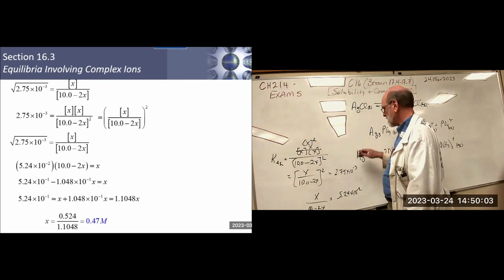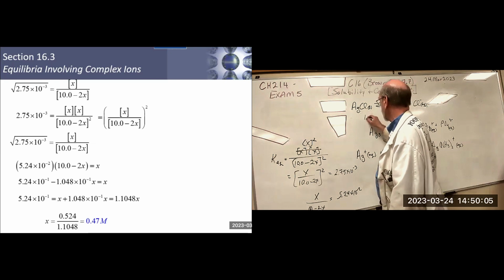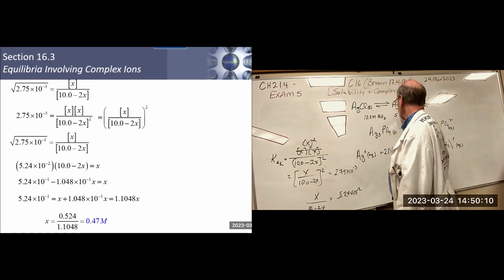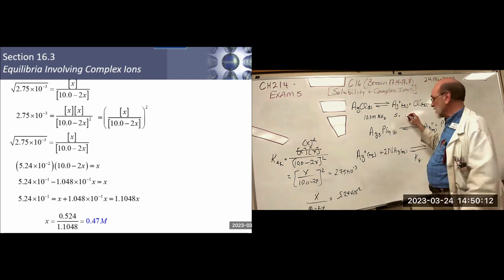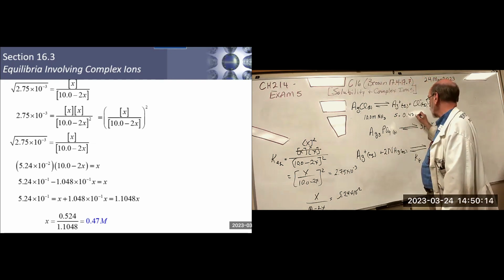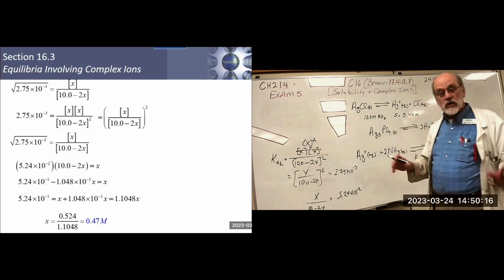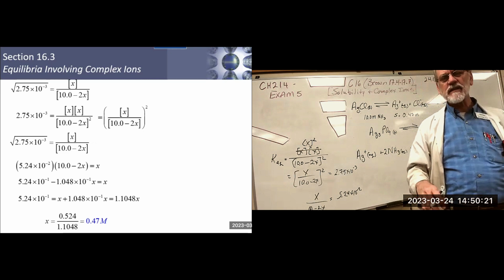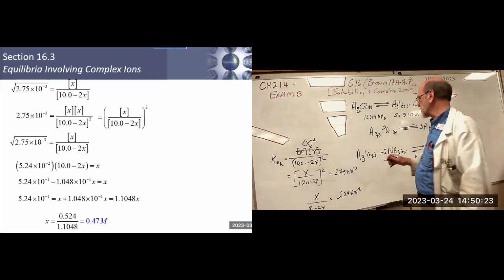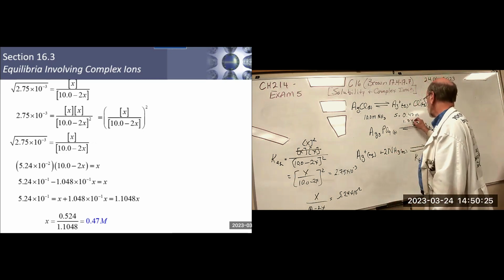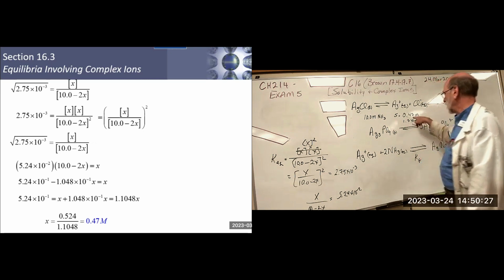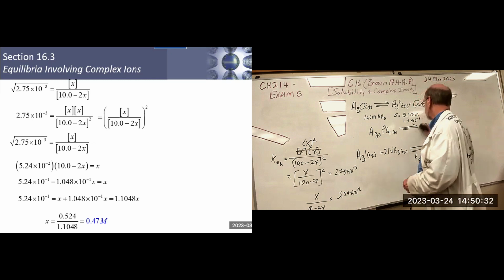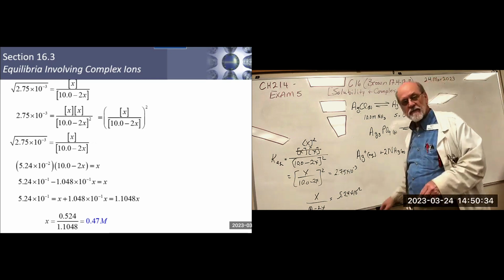So the solubility in 10 molar ammonia is now equal to 0.47 molar, which is huge compared to our original calculation. What was it, 1.3 times 10 to the minus 5? Right? That's a huge improvement in solubility, simply by adding ammonia.